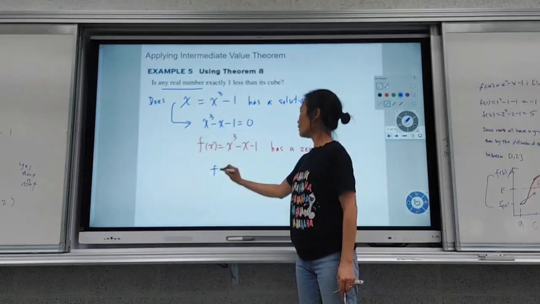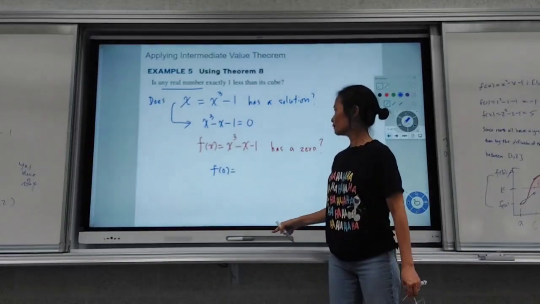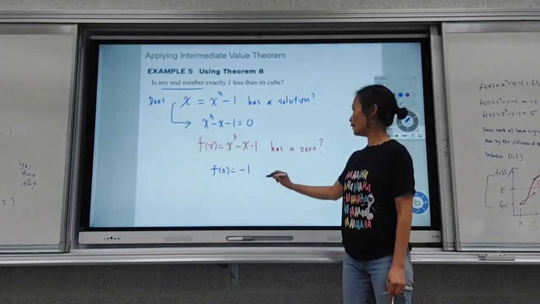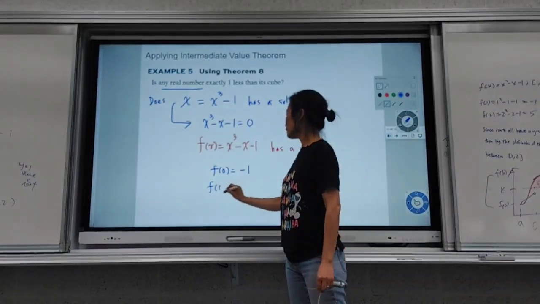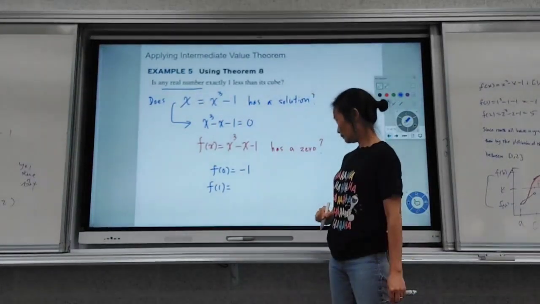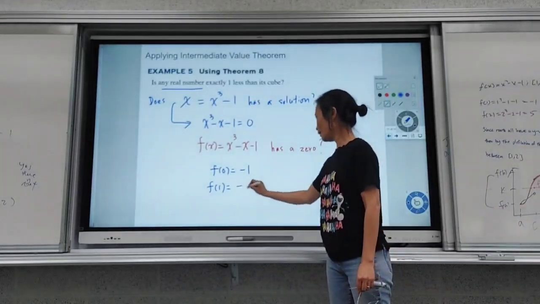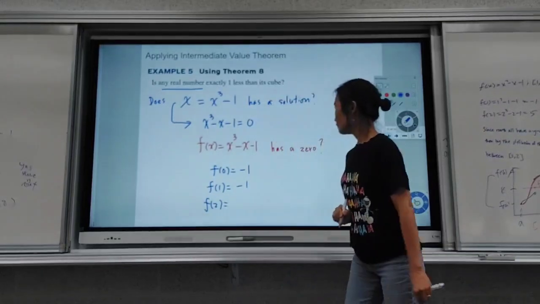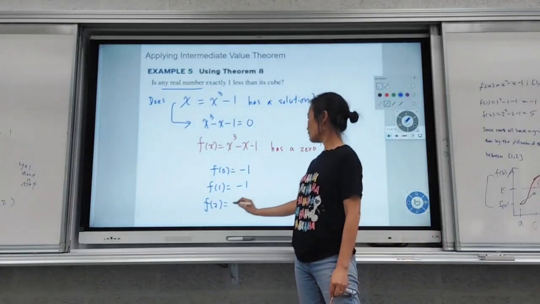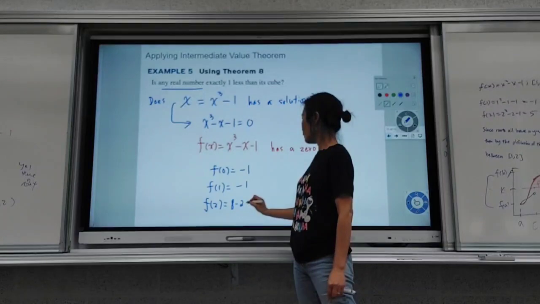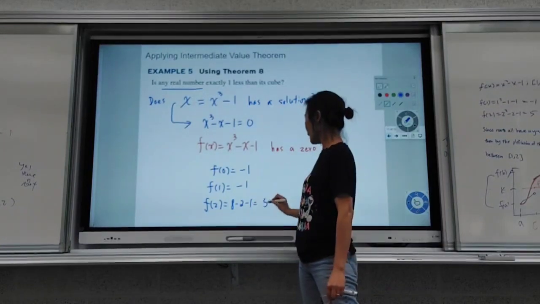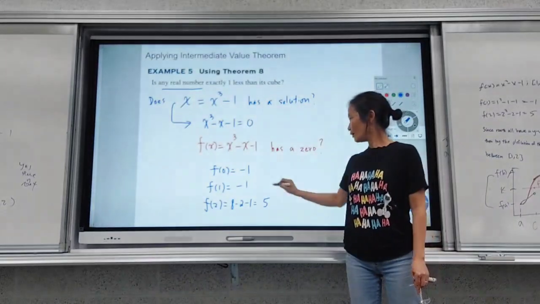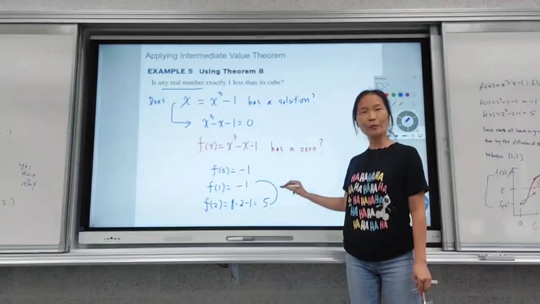Let's see f of 0. What is f of 0? Negative 1, right? What is f of 1? It's still negative 1. Okay, what is f of 2? That's 8 minus 2 minus 1. That's 5, isn't it? You see, the y value goes from negative to positive. Don't I need to pass 0 somewhere here?